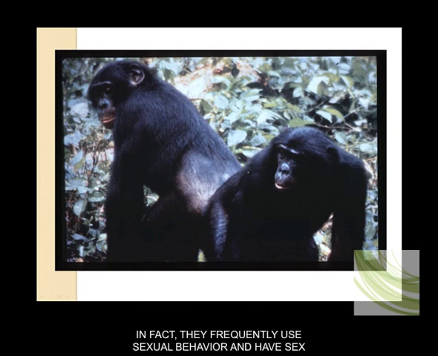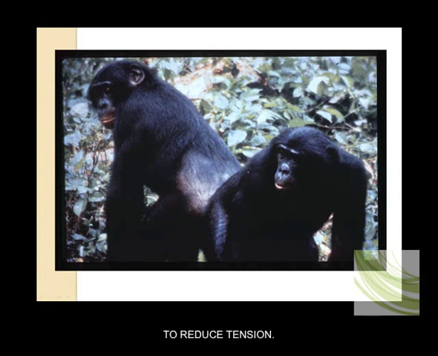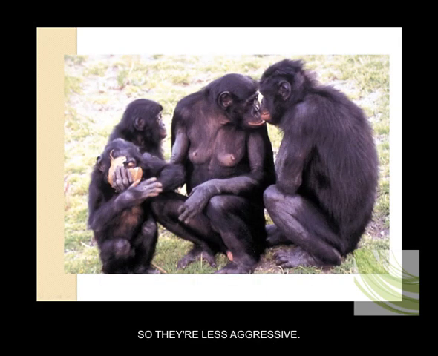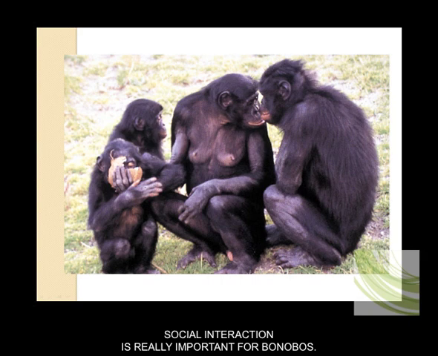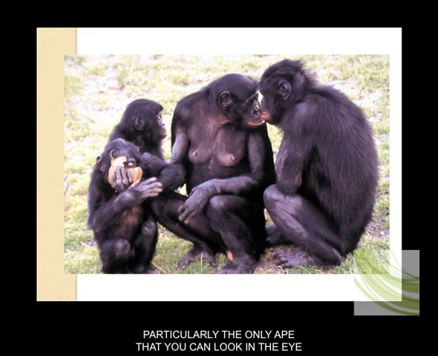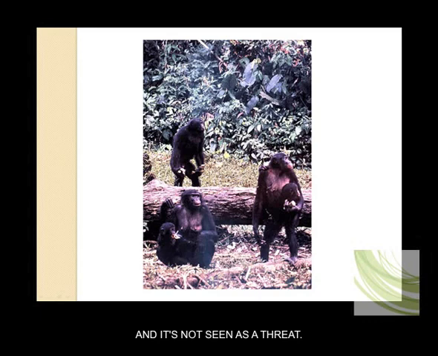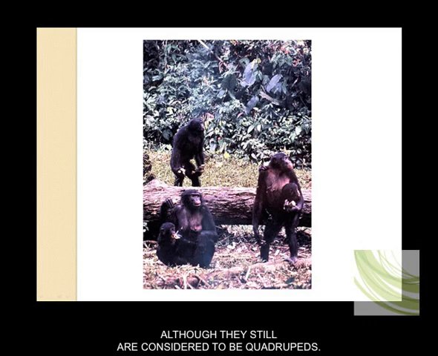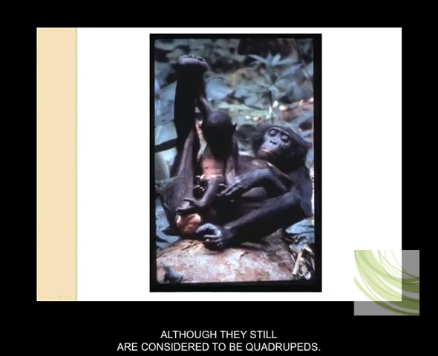In fact, they frequently use sexual behavior and have sex in order to reduce tension, while most other primates use things like grooming to reduce tension. It's not that they don't groom, it's just that they have a lot of sex, and they fight a lot less than chimpanzees do, so they're less aggressive. Social interaction is really important for bonobos. They're one of the only primates, particularly the only ape, that you can look in the eye and it's not seen as a threat. They're also the only primate that spends some of their time walking around on 2 legs, other than humans, although they still are considered to be quadrupeds.